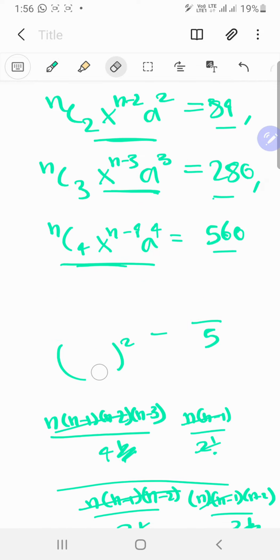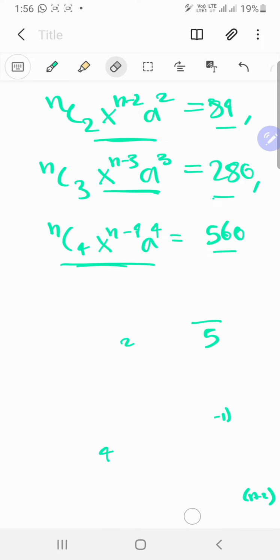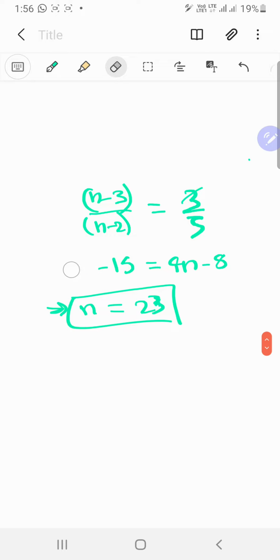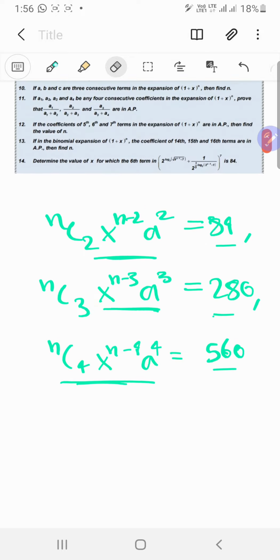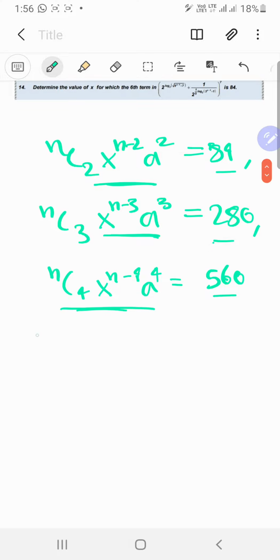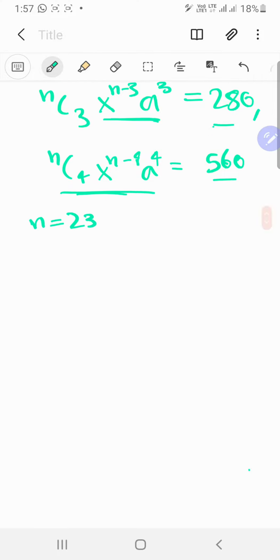Okay, so n equals 23 is one of the facts which we got, and we still do have to find the value of x and a, but I think it will be much easier now that we have the value of n. So n equals 23. Why don't we erase this as well?